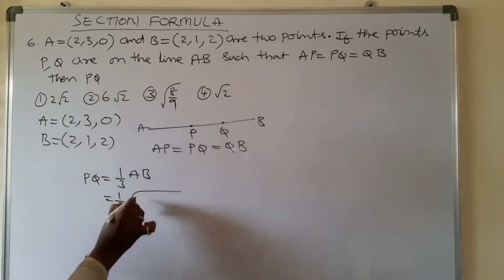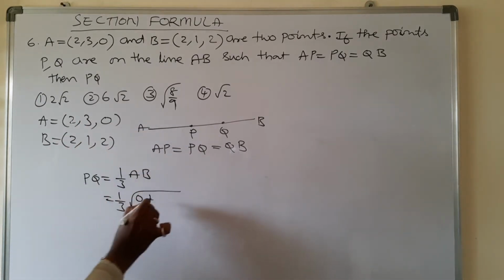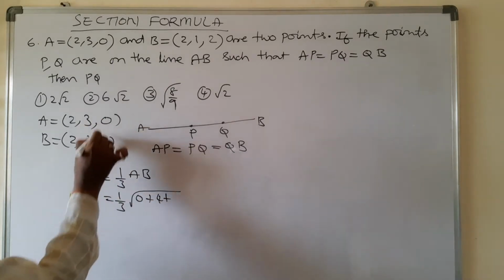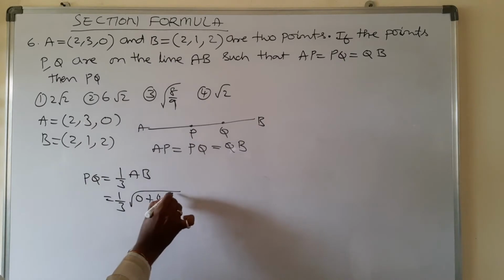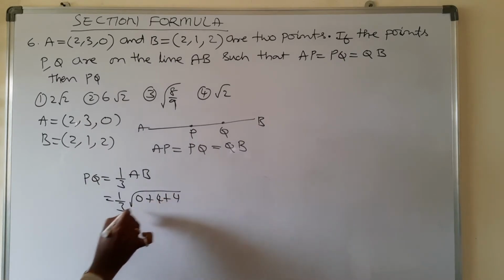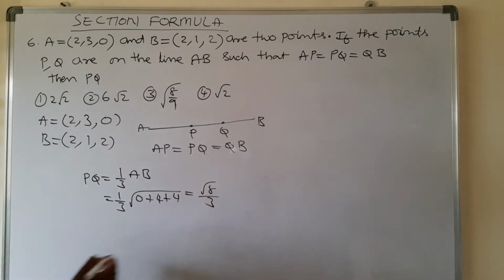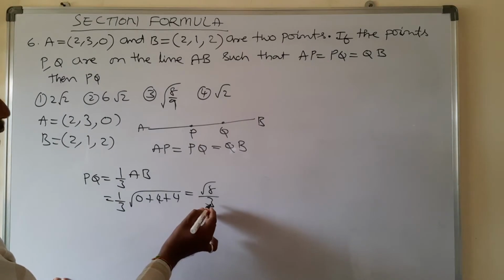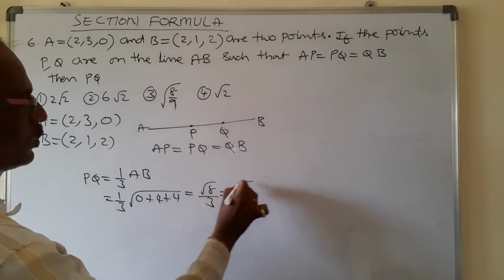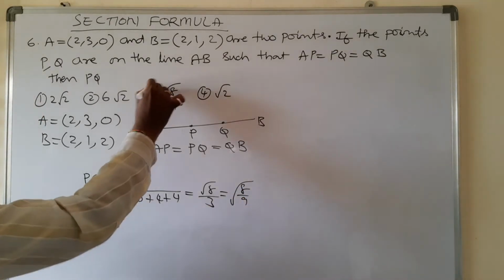2 minus 2 is 0, 3 minus 1 is 2, square 4. 0 minus 2 whole square is 4. 4 plus 4 is root 8. Root 8 by 3. The square root of 8 by 9. Option number 3.